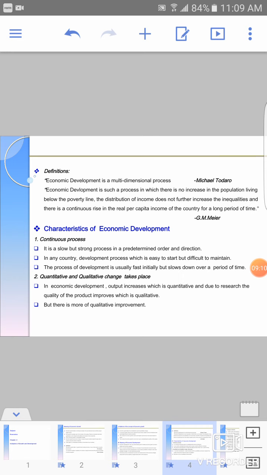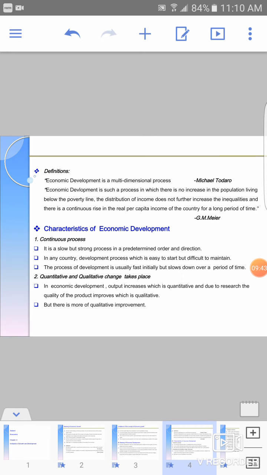So when you want to know how a country is developing, you will see this indication first: that agriculture income is decreasing in a country and the industries and service sector are growing. That is the main indicator when there is economic development in a country. Now we'll study the characteristics of economic development.